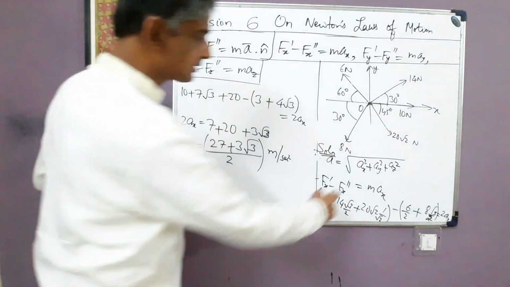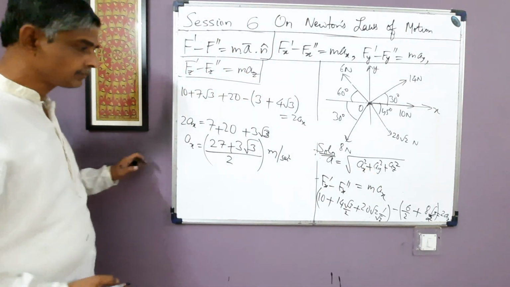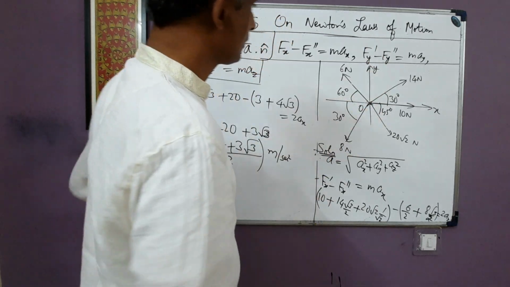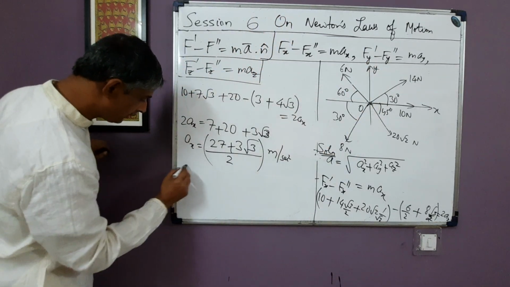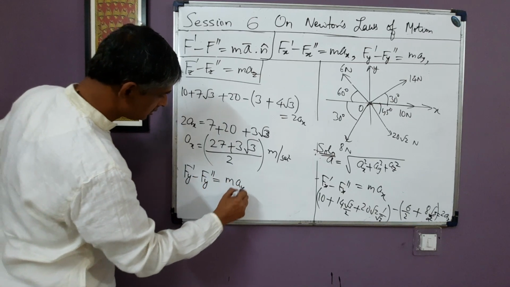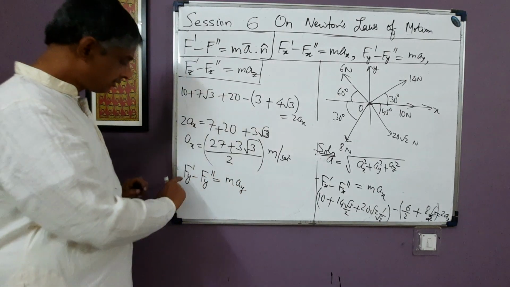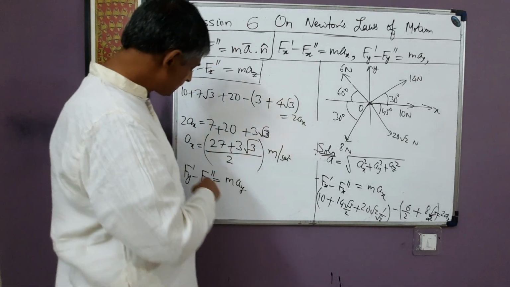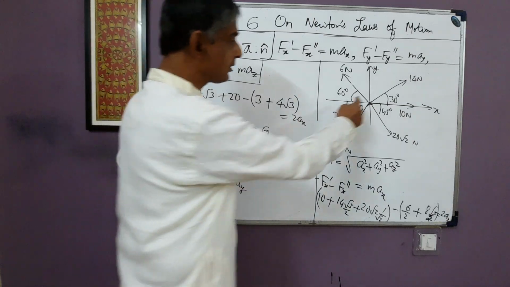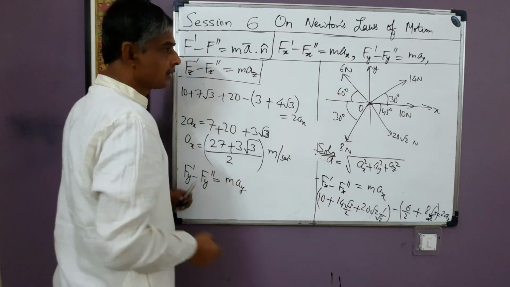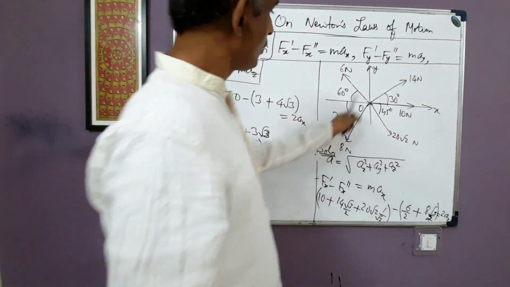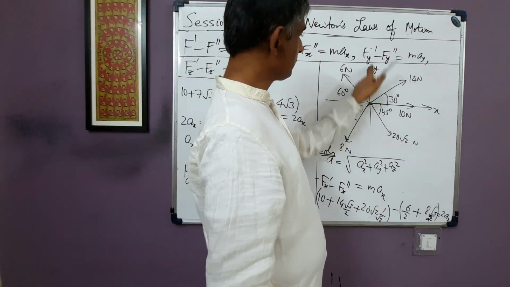Now we have to determine Ay next. For that, we apply Newton's second law to this point along the positive y direction. This formula has to be used. Then we get Fy dash minus Fy double dash is equal to m times Ay. Now what is Fy dash? Fy dash is the sum of y components of all the real forces on the particle which make an acute angle with the positive y-axis. The 10 Newton force makes a right angle, so it has no component in the y direction. Only these two forces make an acute angle with the positive y-axis.